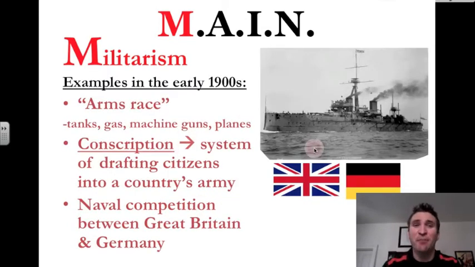And what is an example of militarism in the early 1900s? You have the arms race. Countries were trying to arm themselves the best they could with tanks and gas and machine guns and planes. You also had the idea of conscription, which is a system of drafting citizens into a country's army. And lastly, you have naval competition between Great Britain and Germany. This naval competition is going to lead to World War I.